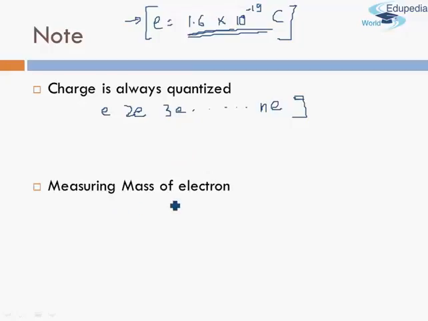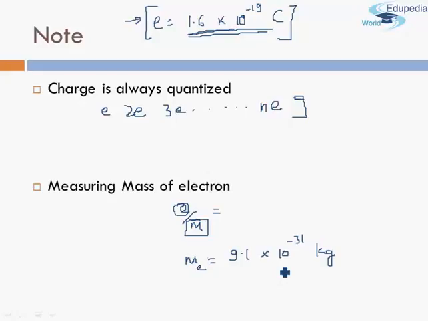Now from this, once the value of charge was calculated as 1.6 multiplied with 10 to the power minus 19 coulomb, he very easily calculated mass of an electron. Since J.J. Thomson had already calculated the value of e by m, that is the specific charge ratio, by simply substituting the value of e that he calculated, Millikan was also able to calculate the exact mass of an electron. The previous calculations of mass of electron were approximations. The calculations made by Thomson were approximations.